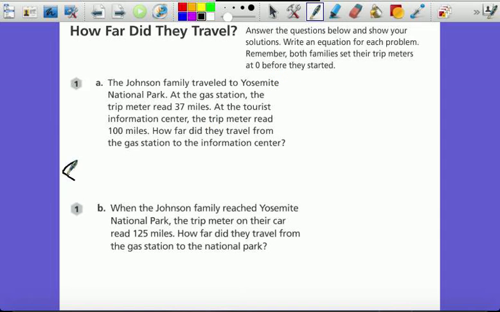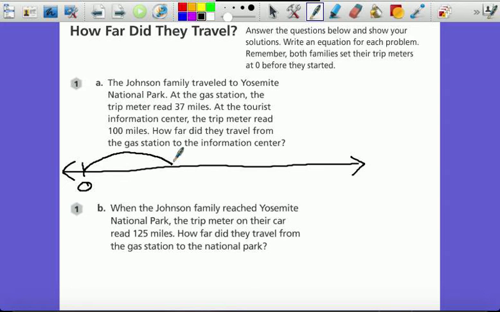We know they started at 0, so I'm going to start my number line, or my distance line, at 0. At the gas station, the trip meter read 37 miles. So I'm going to travel from home to the gas station, and I'm now at 37 miles. How far did it come from here to here? Well, I take 37 minus 0. I know I went 37 miles.